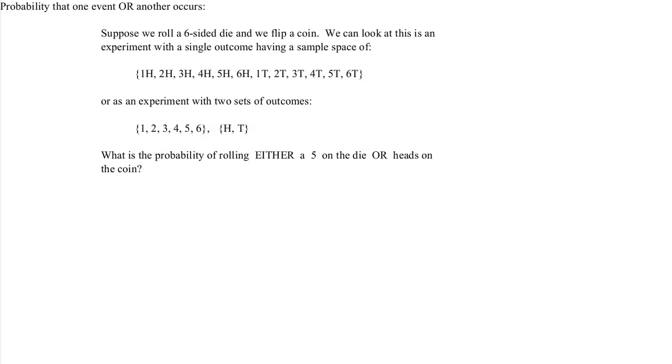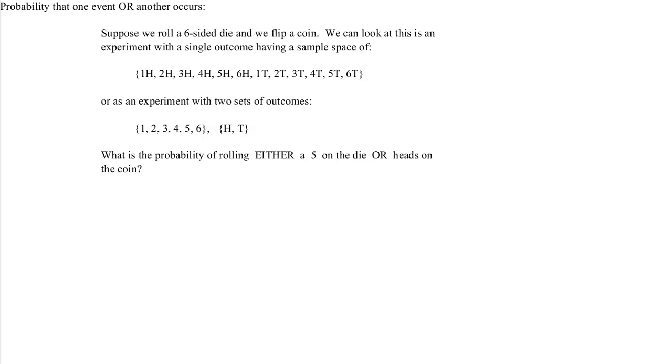So you could roll a 1 in a head, a 2 in a head, 3 in heads, 4 in heads, 5 in heads, or 6 in heads. You could also roll 1 on the die, tails on the coin, 2 on the die, tails on the coin, 3 on the die, tails on the coin, 4 tails, 5 tails, 6 tails. So we have 12 possible outcomes if we look at it this way. Another way we could look at it is that we have our two separate sets of outcomes, a 1, a 2, a 3, a 4, a 5, a 6, and then the heads and the tails.